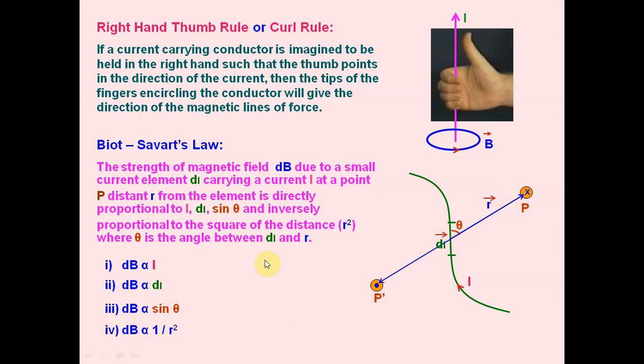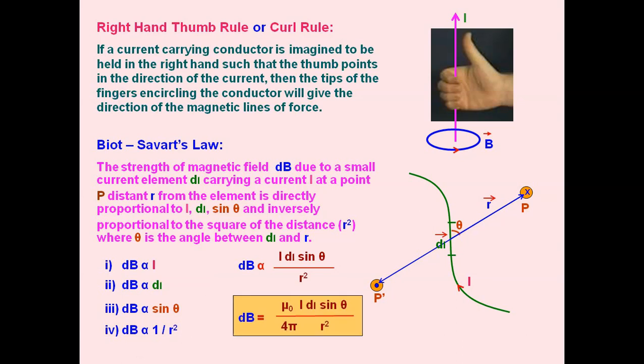So by combining all these 4 points, we get dB is proportional to I dl sine theta upon r square, and we remove the sign of proportionality with the constant mu naught upon 4 pi. Therefore it will become dB is equal to mu naught upon 4 pi into I dl sine theta upon r square. This expression is known as Biot Savart law.